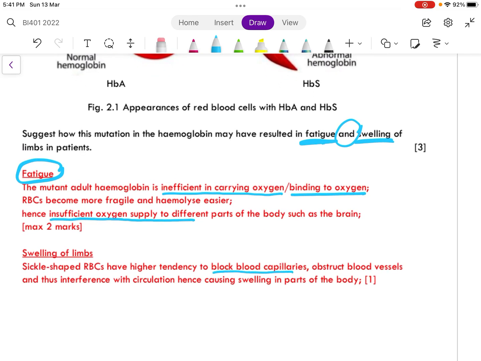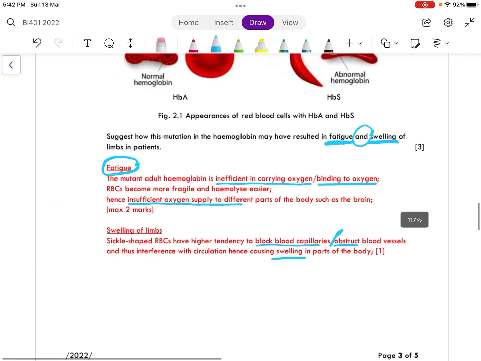If you want to explain the swelling, the sickle cell red blood cells have a higher tendency to block blood capillaries, or you can say obstruct blood capillaries. Okay, and if you block blood capillaries or obstruct the blood vessels, it can result in swelling because all the liquid accumulates in these parts of the body. Some of you mentioned that the sickle red blood cells can adhere to each other and end up clumping or clogging the blood vessels. That's fine also. Okay, so two parts to this particular question.